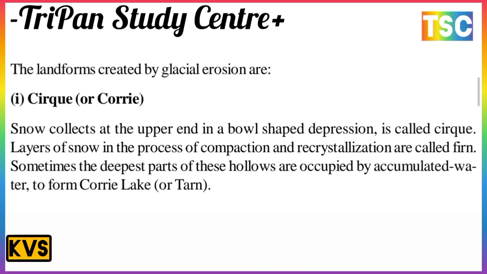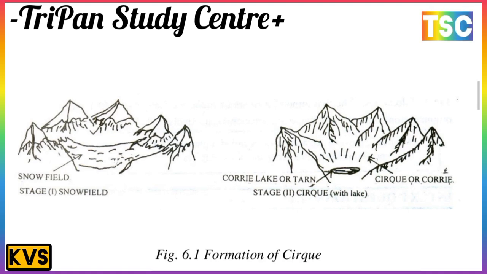The first landform created by glacial erosion is the cirque, or corrie. Snow collected at the upper end in a bowl-shaped depression is called a cirque. The layer of snow undergoes a process of compaction and recrystallization and is called firn. Sometimes the deepest part of these hollows is occupied by accumulated water, forming a cirque lake or tarn.